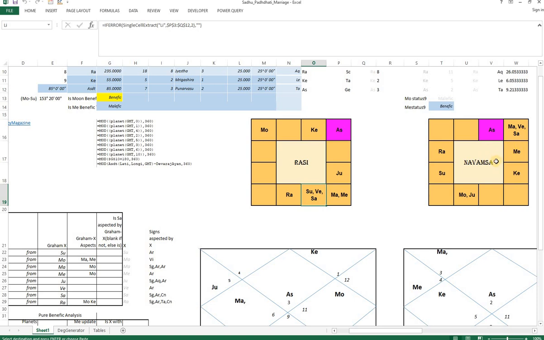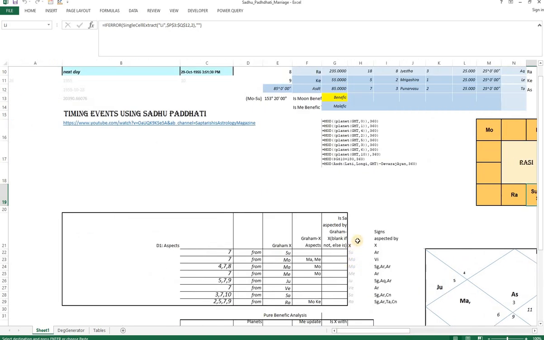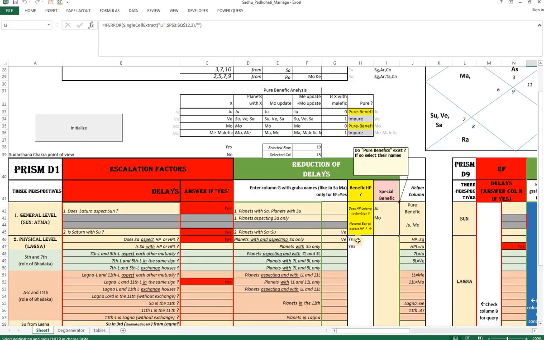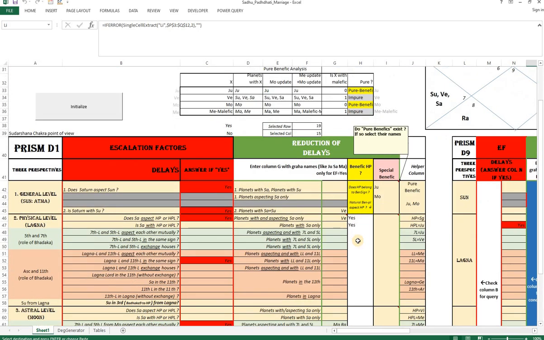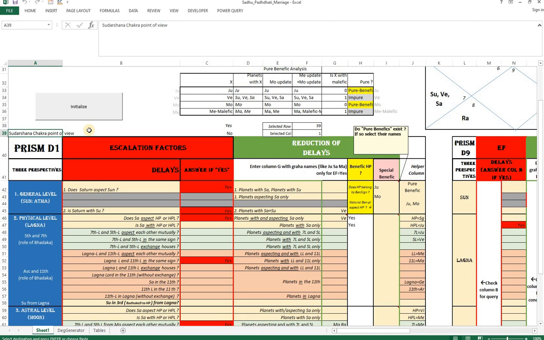Similarly, you have to compute separately for this chart, and you will have to answer multiple questions here to arrive at the reduction factor. So how I have constructed this chart is, you have to press the initialize first, so that all the answers that are already existing will be removed, and you have to freshly start making these 2 tables, I would say.